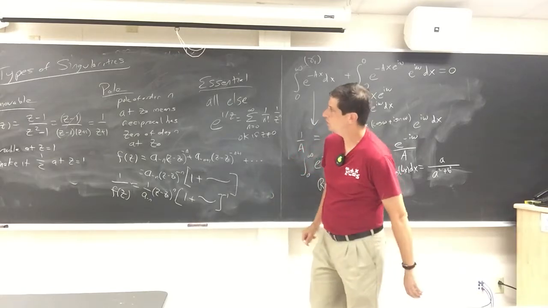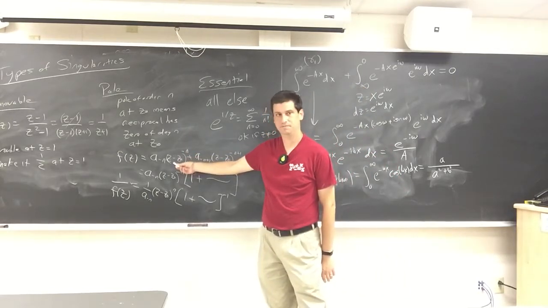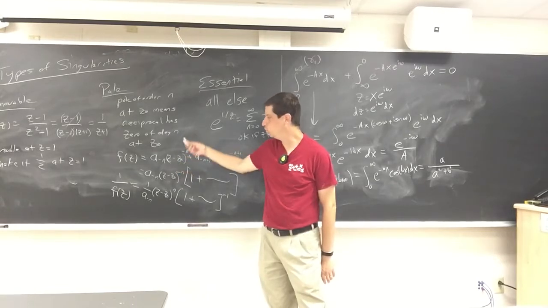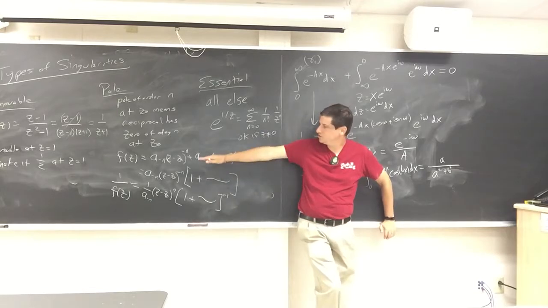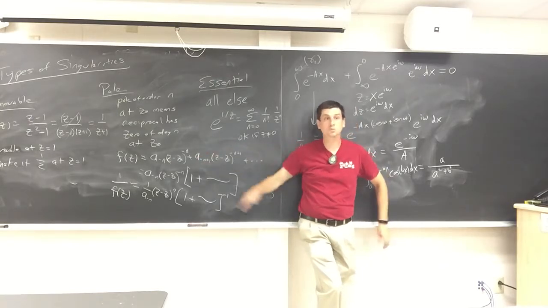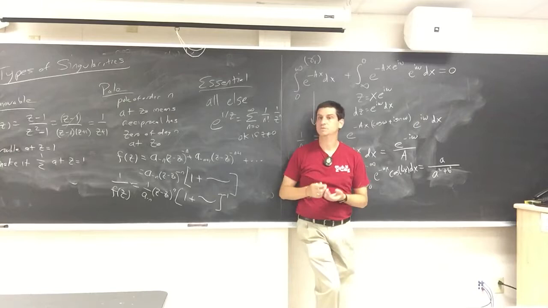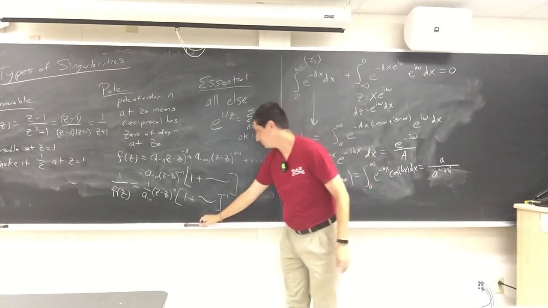So when we look at what's going on, if we have a pole, as z approaches z naught, it's going to look like 1 over (z minus z naught) to the n. What can you tell me is going to happen if I have a pole? What happens as I approach z naught? It's going to blow up. Now, it might blow up in different ways. It might blow up as a real number. It might blow up as an imaginary number.